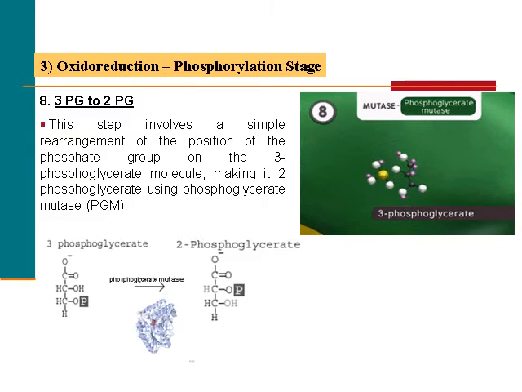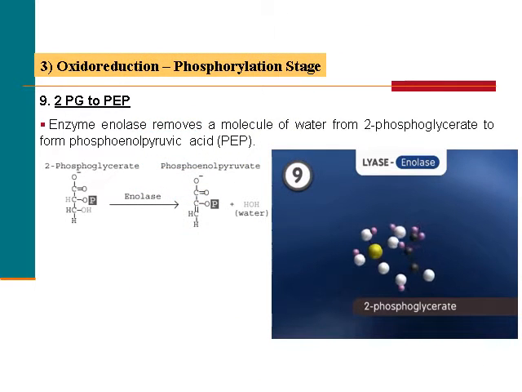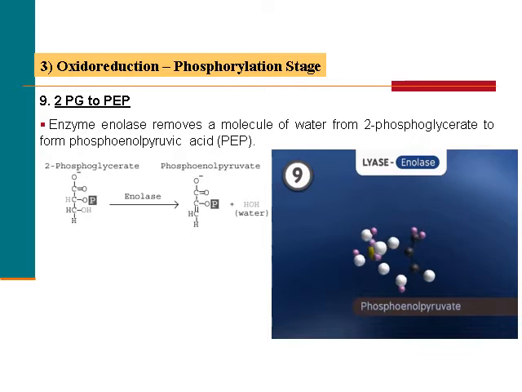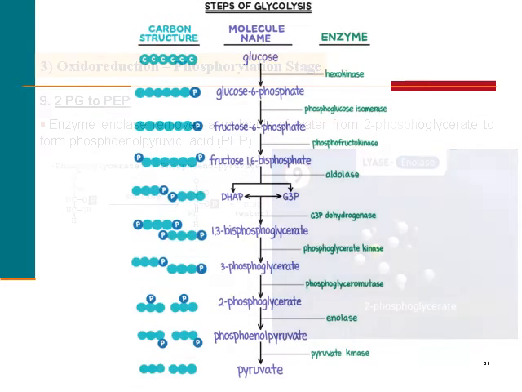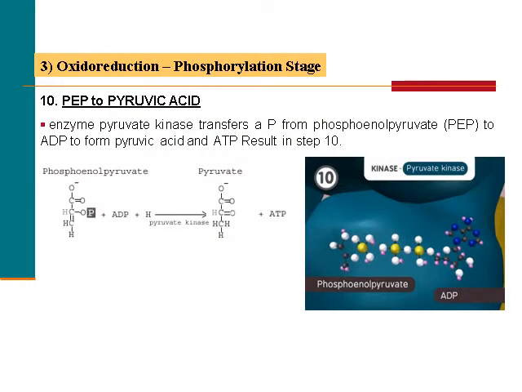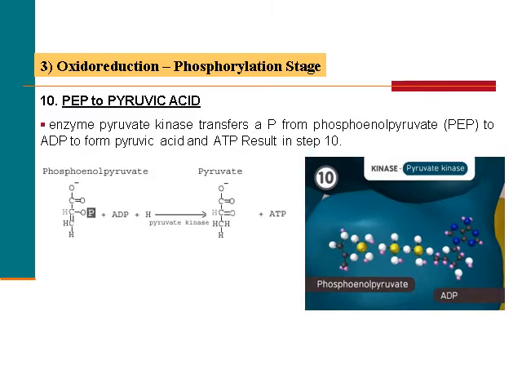Now let's move on to the next reaction, reaction 9 of glycolysis. The enzyme enolase removes a molecule of water from 2-phosphoglycerate, and we form phosphoenol pyruvic acid (PEP). Now let's move on to the 10th reaction of glycolysis, which is the final reaction. Finally, the enzyme pyruvate kinase transfers a phosphate from phosphoenolpyruvate to ADP to form pyruvic acid and 1 ATP in step 10.